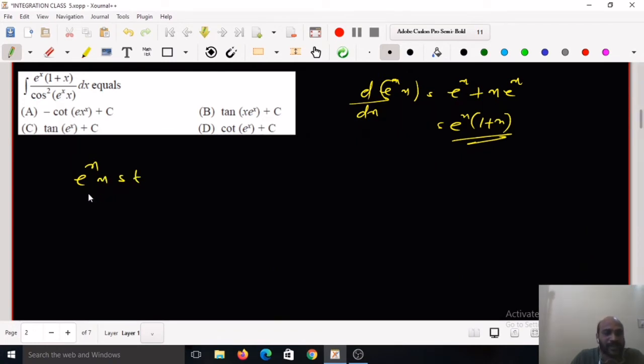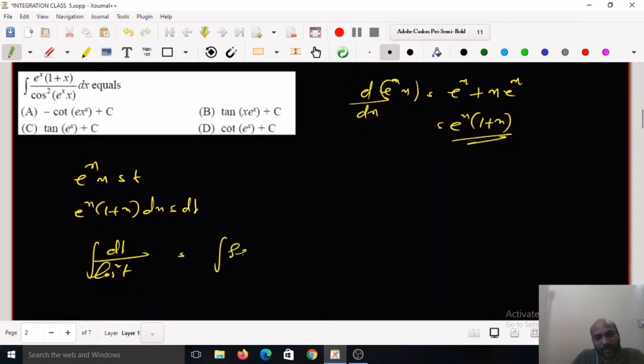Okay, f of x is t, then f dash x will be dt. If you differentiate, we will get e raised to x into 1 plus x into dx equal to dt, that is the numerator. So the question changes to dt by cos square t. 1 by cos square is sec square, so sec square t dt.